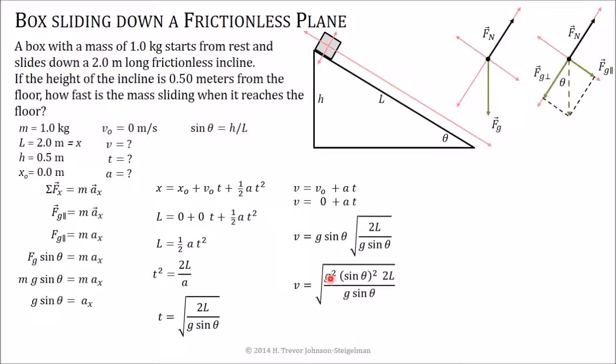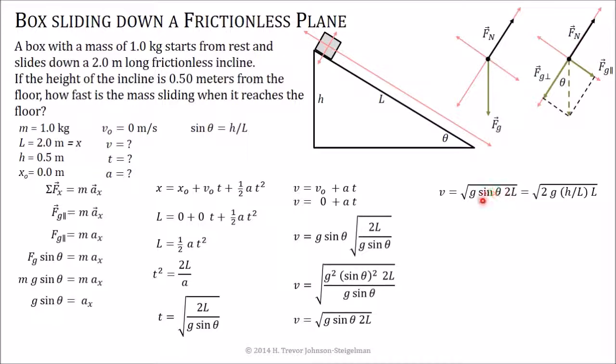And now I've got g squared on the top, g on the bottom, sine squared theta on the top, and sine theta on the bottom. And I can replace that by crossing those terms out, or canceling on top and bottom.